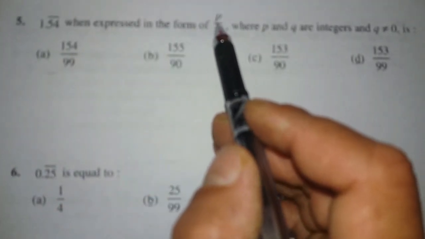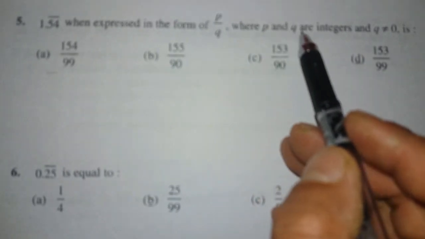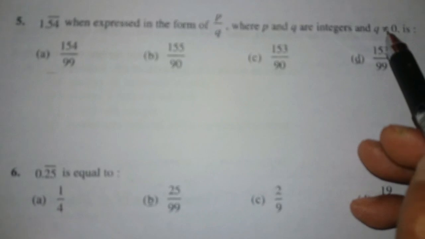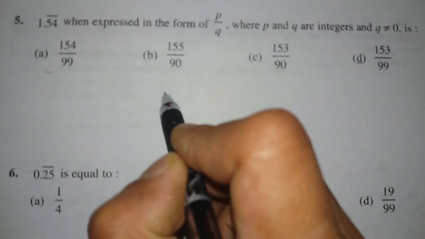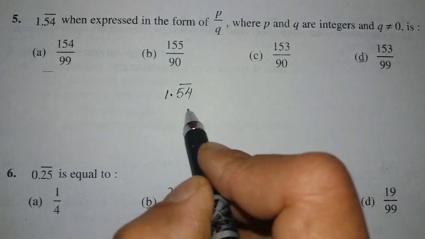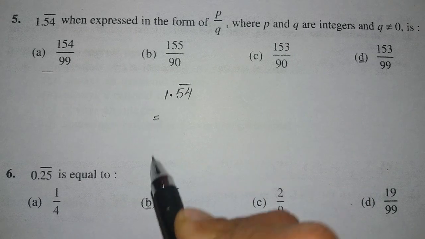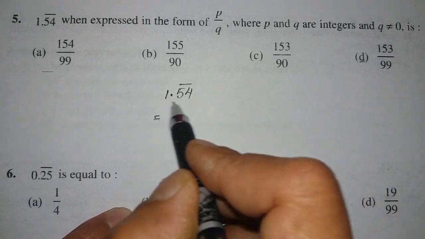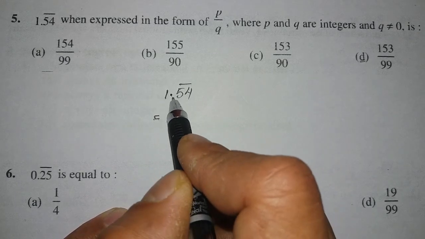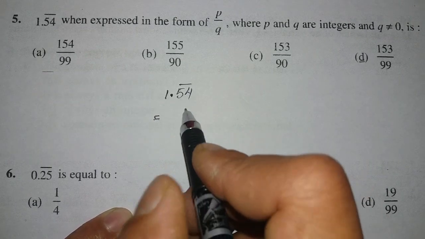Now question number 5. 1.54 bar, when expressed in the form p by q, where p and q are integers and q is not equal to 0, is. Okay, this question is again similar to question number 2. So here our number is 1.54 bar. Now, as I have explained earlier, we're going to use a shortcut. So the shortcut is you write the number here. Don't worry about the point and the bar.